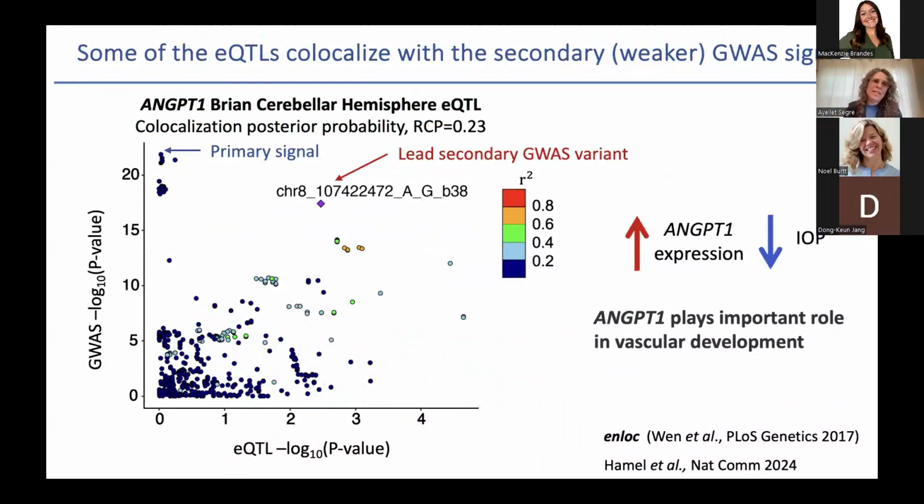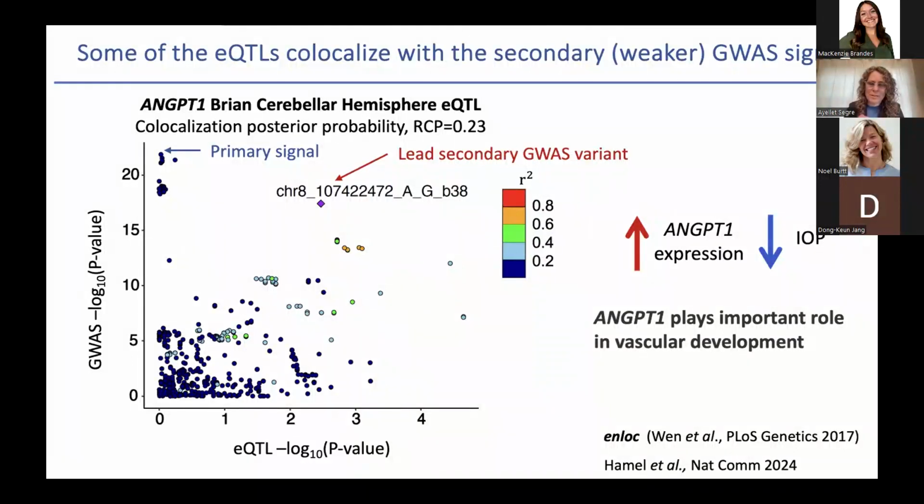And finally, looking at the various independent signals in loci, we find that some of the eQTLs are colocalizing not with the primary GWAS variant, but with a secondary signal. For example, this angiopoietin-1 brain eQTL from GTEx colocalized based on coloc at a posterior probability of 0.23. Here, increase of expression of angiopoietin-1 is associated with decrease of IOP and protection for POAG. Angiopoietin-1 has been implicated in vascular development, and knockout of this gene in mouse models is in line with this direction of effect.